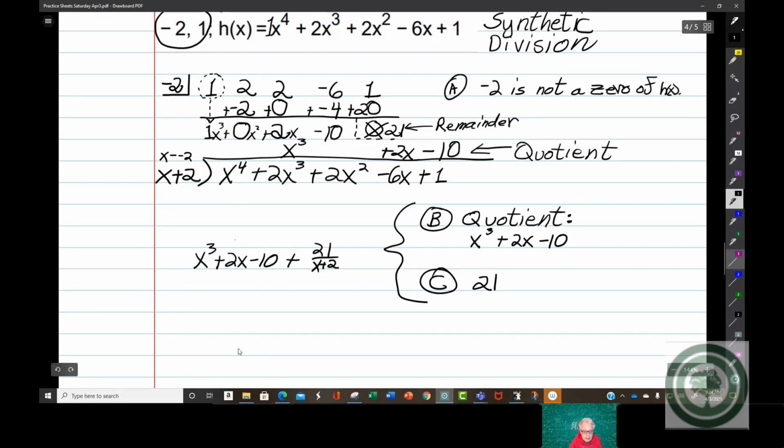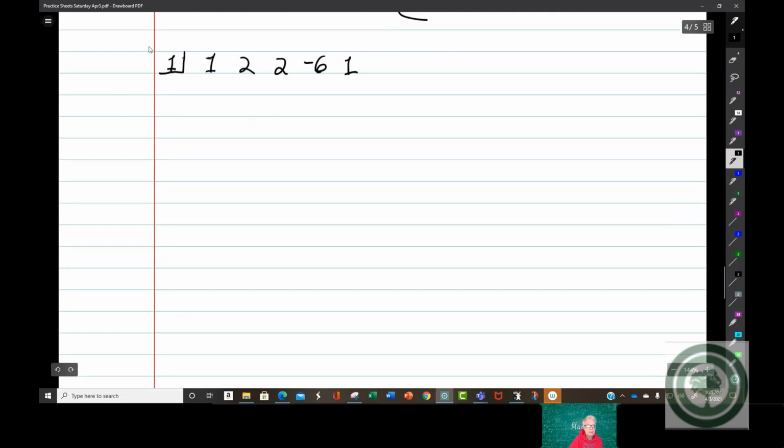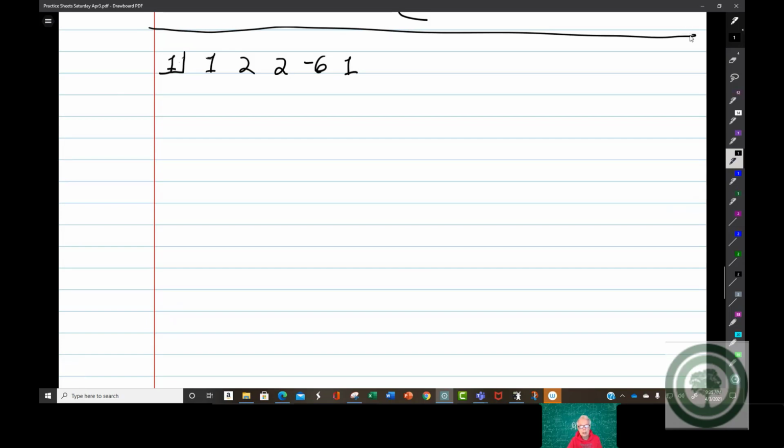Okay, so let me write this, and then I'll scroll up. I'm putting 1 in the backwards L, and then 1, 2, 2, negative 6, 1. So here we go. We are now going to see if 1 is a 0 of x to the fourth, and so on.